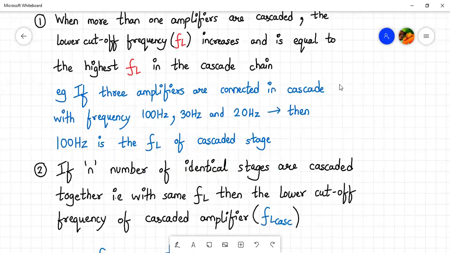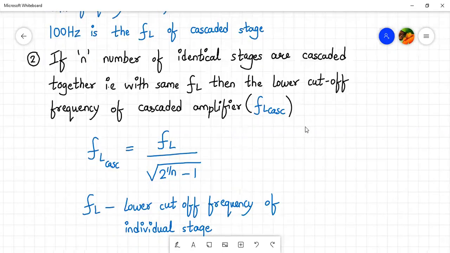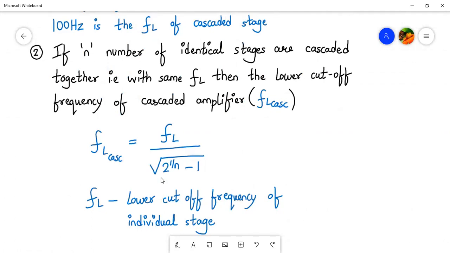And now there is another one: if n number of identical stages are cascaded together. Now what do we mean by identical stages? Stages having similar gain, identical in their DC parameters also, and with the same lower cutoff frequency. Let's say that all three amplifiers connected in cascade have a lower cutoff frequency of 100 hertz. Then how do we calculate the lower cutoff frequency of the cascaded amplifier? So here we have written FL of cascade will be equal to FL divided by the square root of 2 raised to 1 upon n, minus 1. Okay. So let's do a quick calculation over here also.